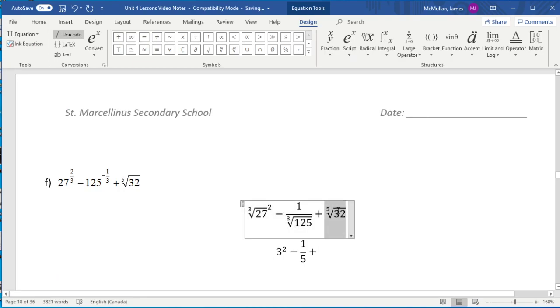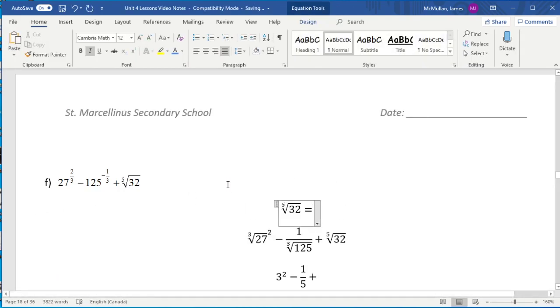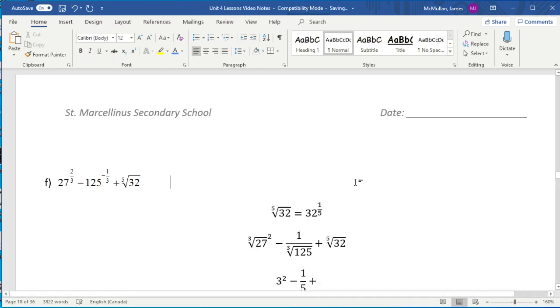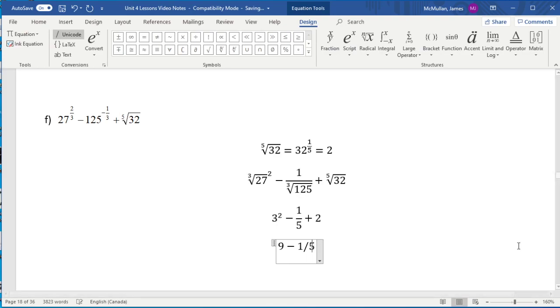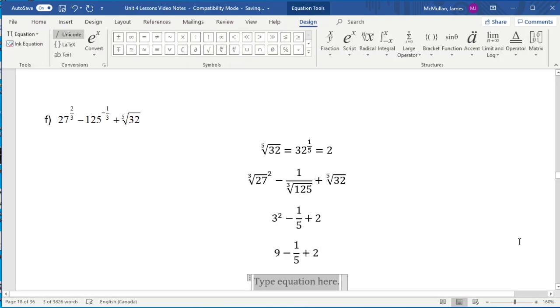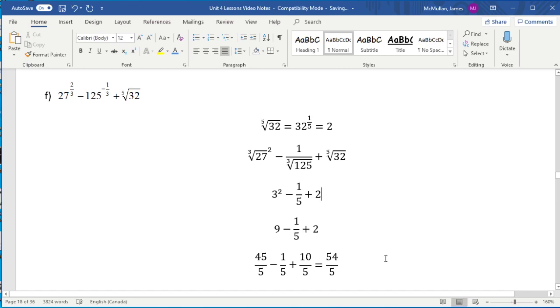So remember, for this fifth root, you might not have a fifth root button on your calculator, right? So instead, you can raise it to the power of 1 over 5. You can use our rule today in reverse, and your calculator can do that, and it gives you the answer of 2. Okay, so we have this plus this plus this. So we have 9 minus 1/5 plus 2. 9 minus 1/5, so that's 45 fifths minus 1/5 plus 10 fifths, and that's equal to 54 fifths. Okay, that's the answer we get for that one.